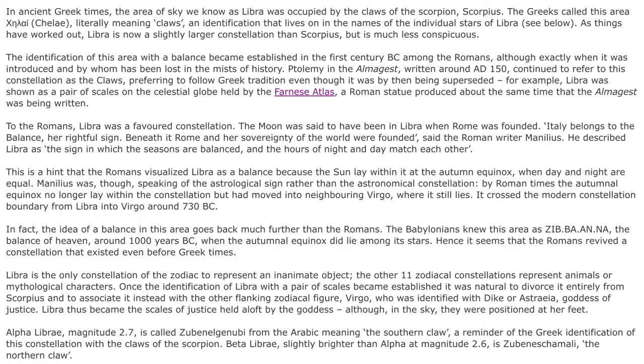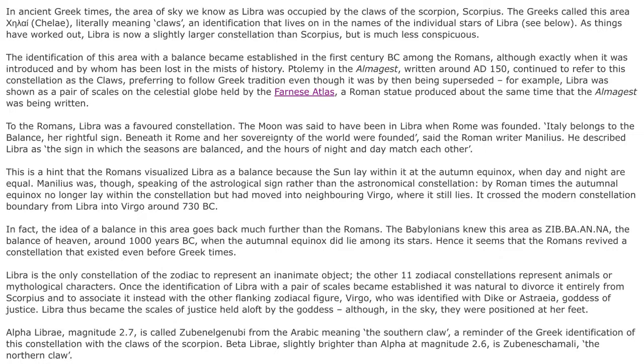This is a hint that the Romans visualized Libra as a balance because the sun lay within it at the autumn equinox. I'm on the fourth paragraph, about to go into the second line. When day and night are equal, Manilius was, though, speaking of the astrological sign rather than the astronomical constellation. By Roman times, the autumnal equinox no longer lay within the constellation, but had moved into neighboring Virgo, where it still lies. It crossed the modern constellation boundary from Libra, Scorpio, into Virgo around 730 BC.